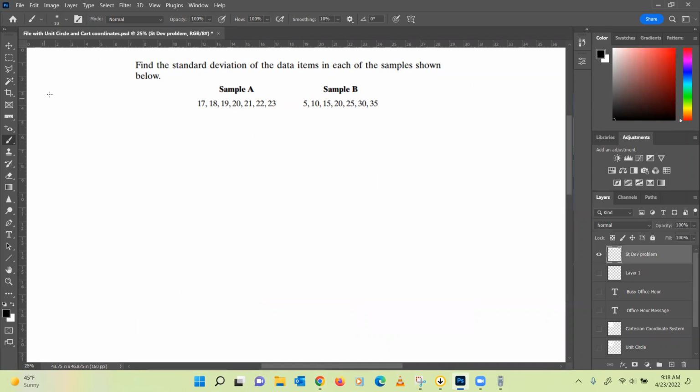So our first step was to calculate the mean. And the mean, if you'll recall, we denoted with X with a bar over it. And we found that by adding all of our data terms or data items together, and then dividing by the number of data items. So for sample A, we're going to sum the numbers from 17 to 23 and divide that by 7 because there are 7 data items. So when we add all of that together and divide by 7, we get 20. Now let's, while we're at it, find the mean of sample B. Using the same method, we'll just sum all of those data items and divide by the number of data items. We still have 7 data items.